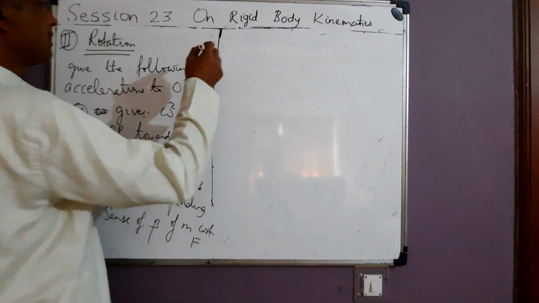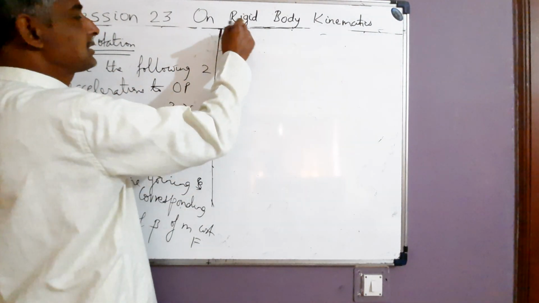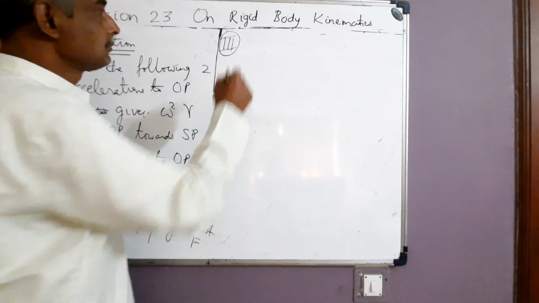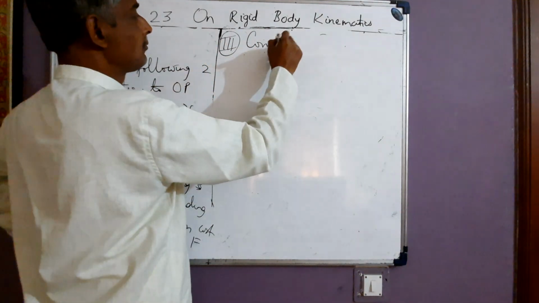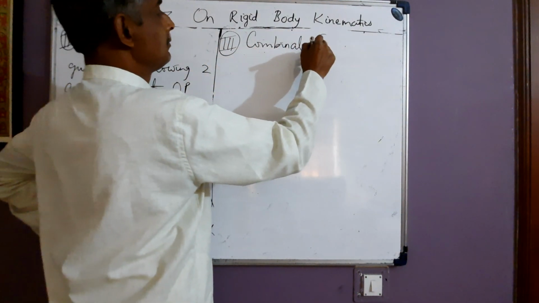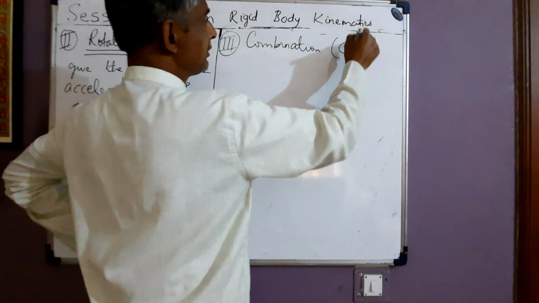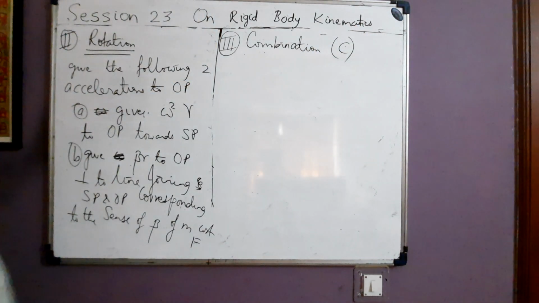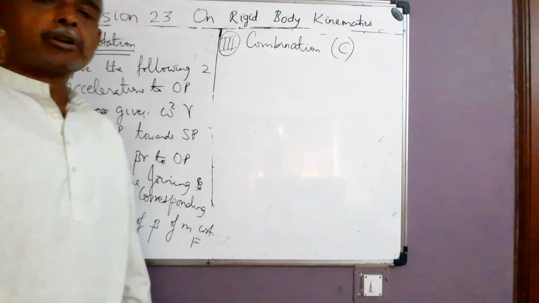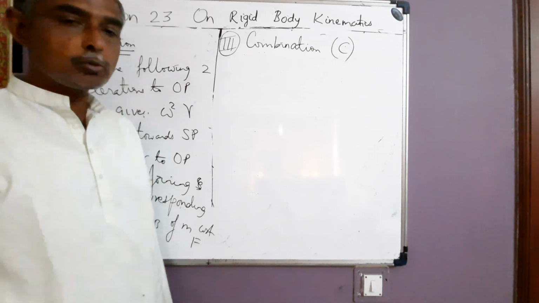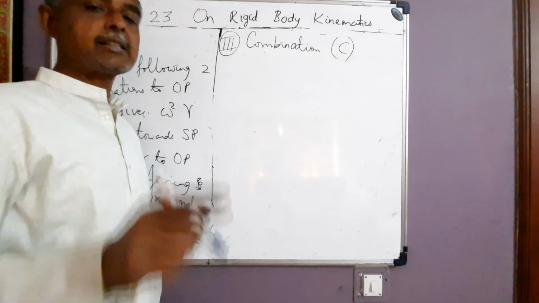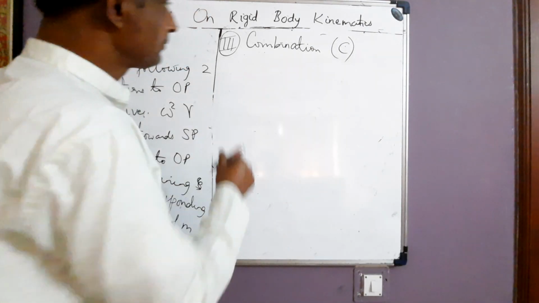So what is going to be the third step? The third step will come as combination. In short, we'll write it as C. And what action do we have to take in the third step? Vectorially add the three accelerations given to OP in steps A and B to get the acceleration of OP with respect to F.